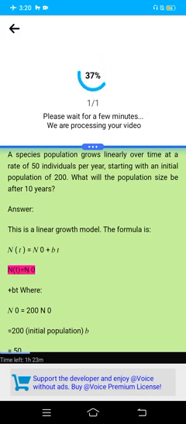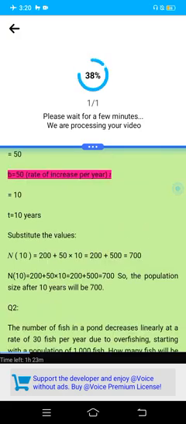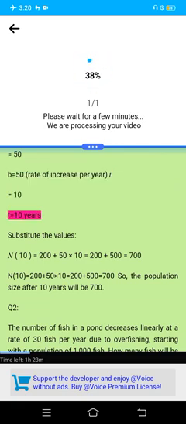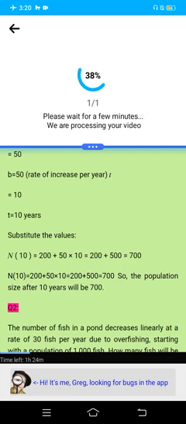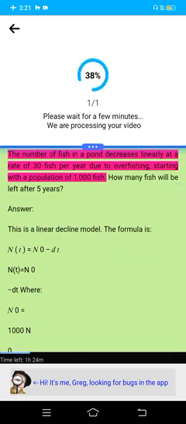Nt equals N0 plus bt, where N0 equals 200, the initial population, b equals 50, the rate of increase per year, and t equals 10 years. Substitute the values. N10 equals 200 plus 50 times 10 equals 200 plus 500 equals 700, so the population size after 10 years will be 700.